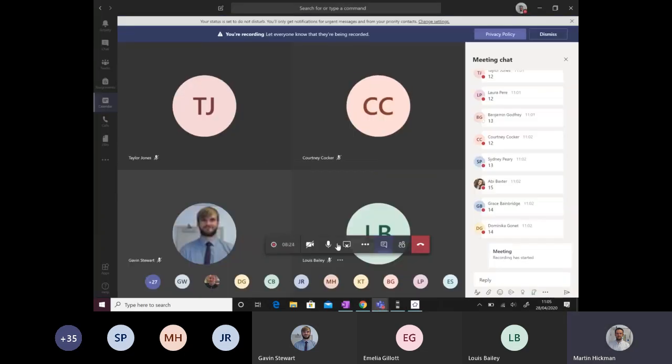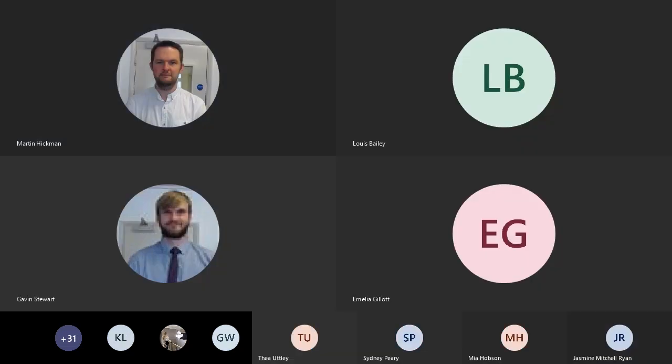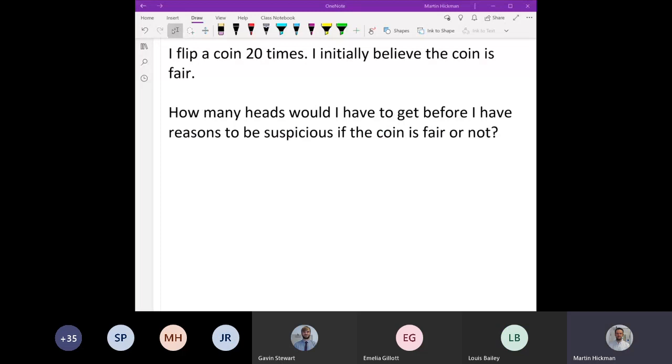So just bear with me while I switch screens back again, and go back to OneNote. Okay, but if you've got any questions, there we go. Can you see? Just tell me you can see my window again. So you've got the flip the coin 20 times again.